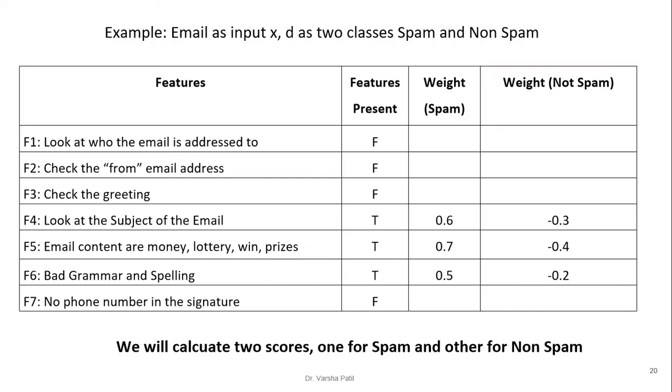So the email is the input X, and it has two classes, spam and non-spam. From that email we find that only features F4, F5, F6 are present and the rest of the features are absent. When F4, F5, F6 are present, we just take their weights, because when a feature is absent we get a 0 value, and 0 times weight does not make any change. So I have shown only the weights for which the particular features are present. Here we will calculate two scores, one for spam and the other for non-spam.